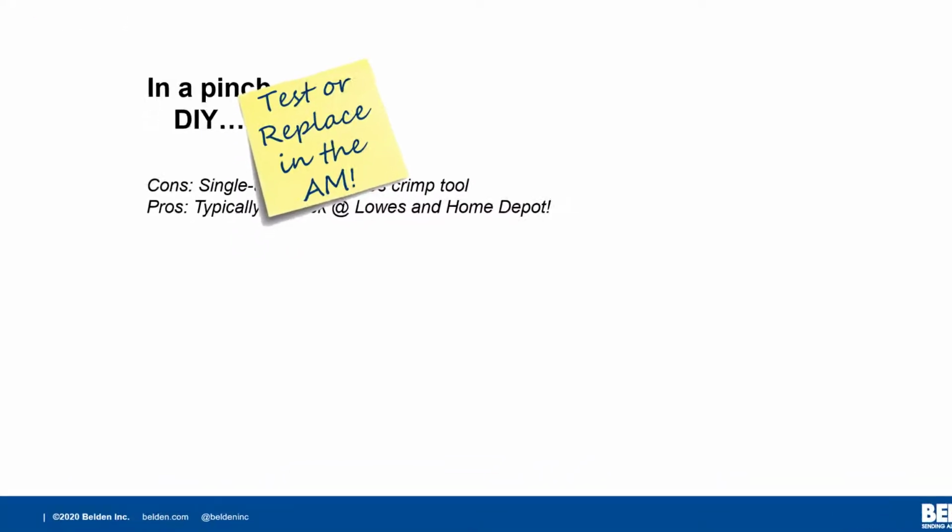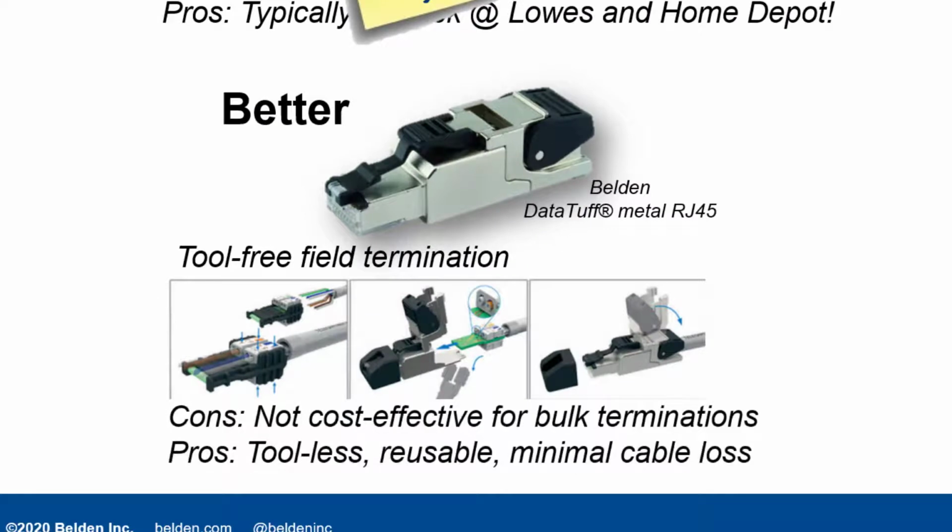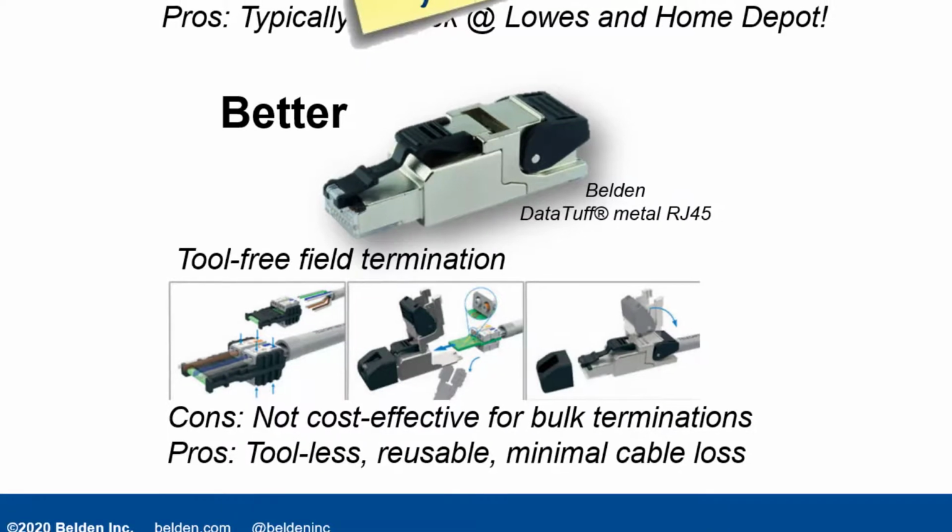out of a bind. Better yet, there are field installable, tool-free terminations that are very cost-effective for a quick fix. Obviously, the con for this is that it is not a cost-effective solution for bulk terminations, yet it does not require any tools, it is reusable, and it results in minimal cable loss when replacing an RJ45.